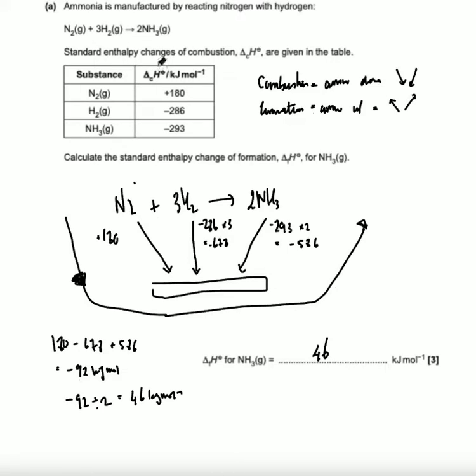However, the substances they've given you here are for combustion. Therefore, we use the arrows for combustion. It's never what they've written over here, but what they've given in here. Because they've written combustion, your arrows should be for combustion and they point down. Next step is I plug in the values, so N2 is 180 and H2 is minus 286. However, we've got 3 lots of H2, so I times it by 3, giving us minus 678. And NH3, we have minus 293, but I've got 2 lots of it, so I times by 2, giving us minus 586.